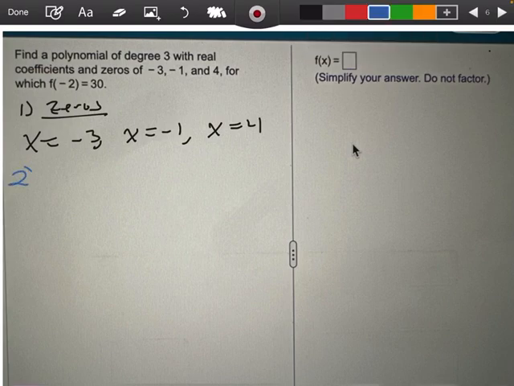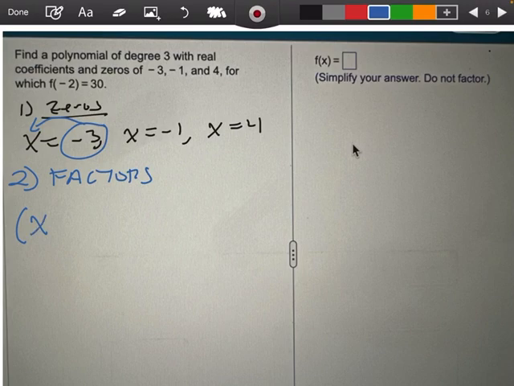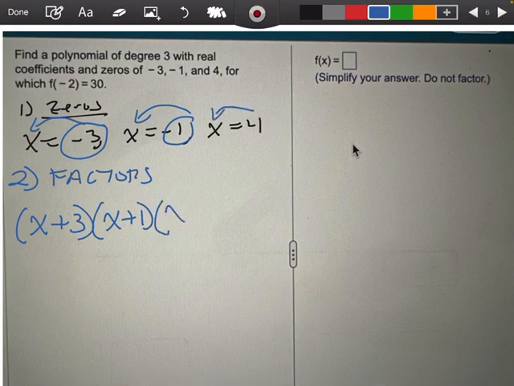Now, step number 2, I'm going to deal with what we call our factors. I'm going to take this number -3 and bring it over towards my x. Because it's a -3, when I cross the equal sign, it's going to become an x plus 3. I'm going to do the same thing with my -1. That's going to become an x plus 1. And I'm also going to do the same thing with my +4. If it's a +4, when I bring it over, it is going to become an x minus 4.